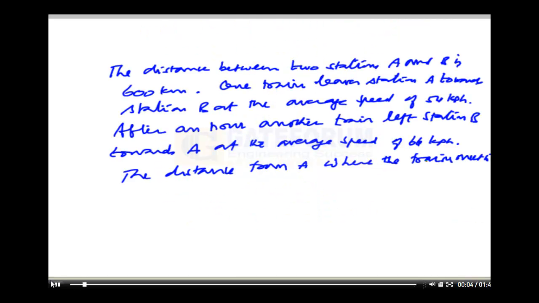The distance between two stations A and B is 600 kilometers. One train leaves station A towards station B at an average speed of 54 kilometers per hour. After an hour, another train leaves station B towards A at an average speed of 66 kilometers per hour. The distance from A where the trains meet is? The time difference between the trains is 1 hour.